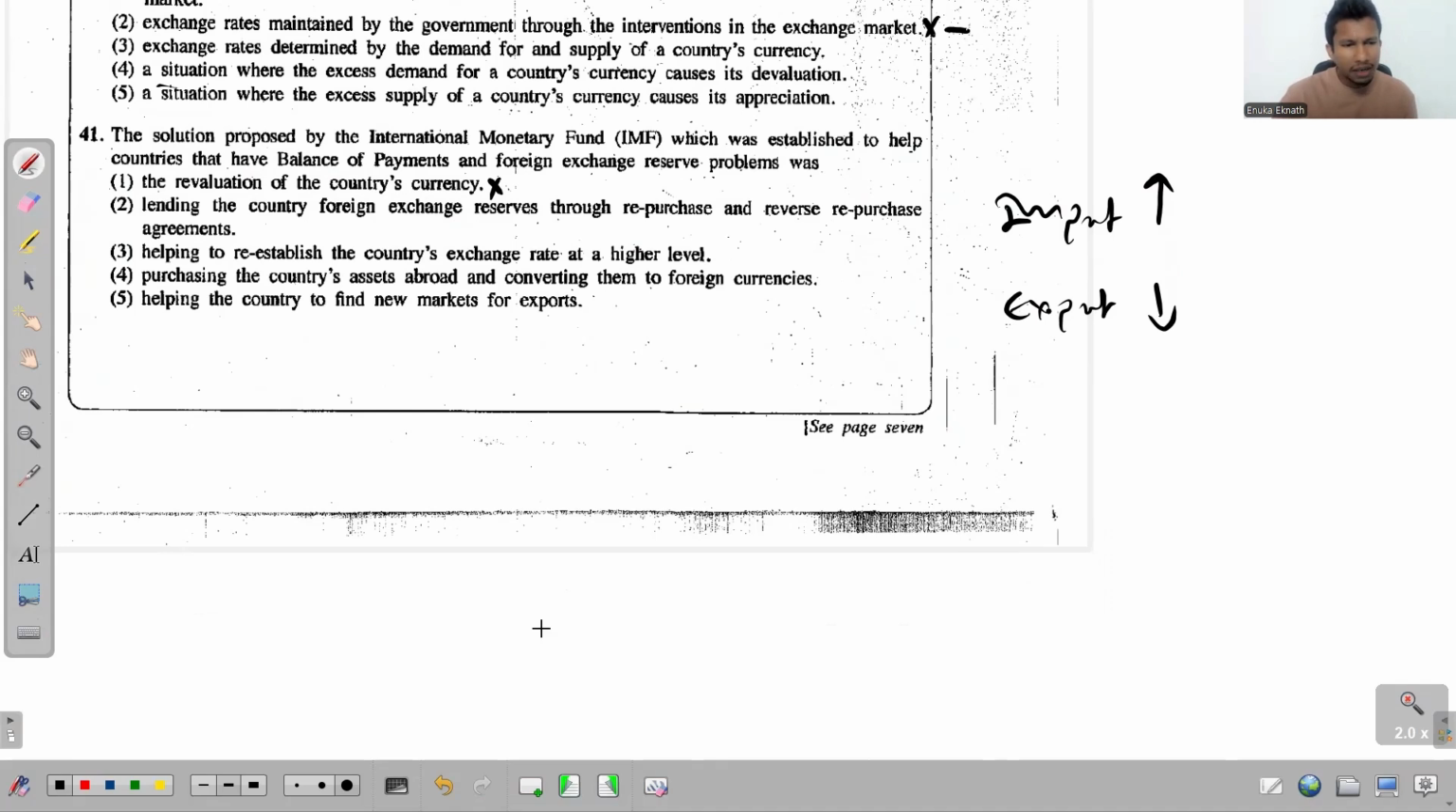Let's say if we have the Central Bank of Sri Lanka on this side and then the commercial banks on this side, right?